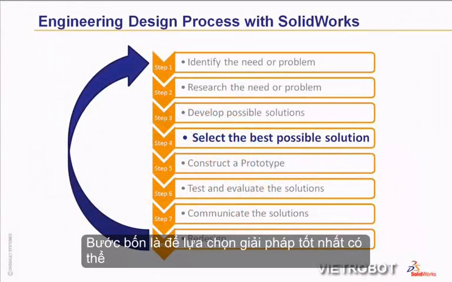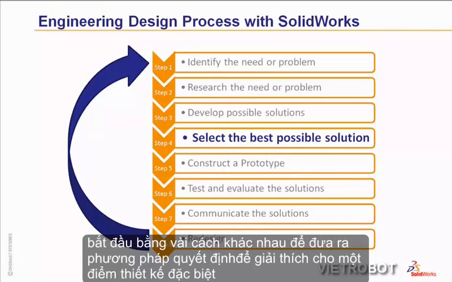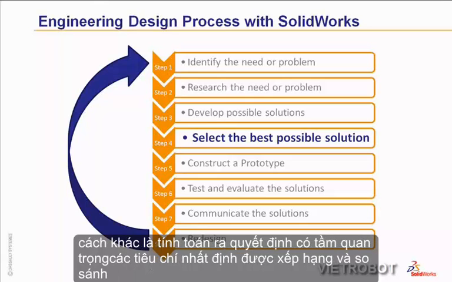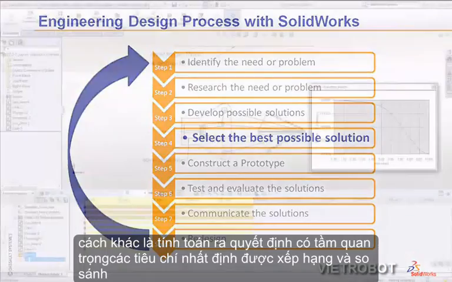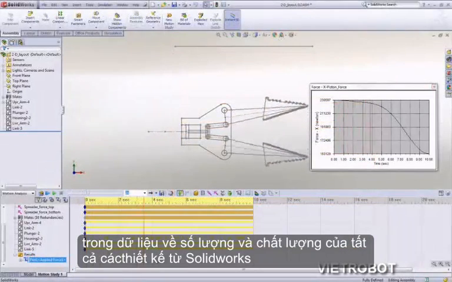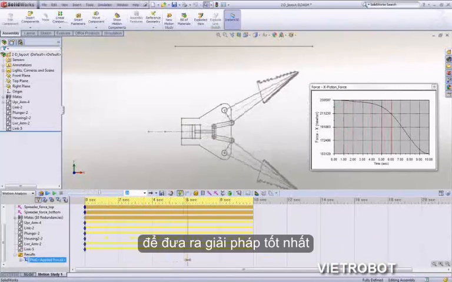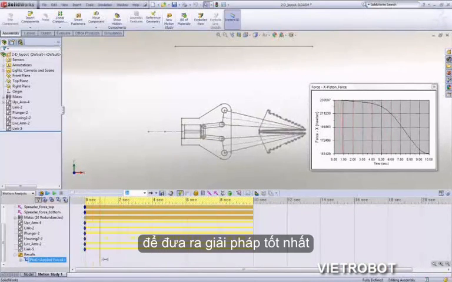Step 4 is to select the best possible solutions. You can use several different decision-making methods to justify a particular design. One example is systematic decision-making, where 2 choices are compared and the advantages and disadvantages are evaluated. Another is computational decision-making, where the importance of certain criteria is ranked and compared. You can obtain quantitative and qualitative data about your design from SolidWorks, coupled with a decision-making method to make educated judgments on which is the best design.